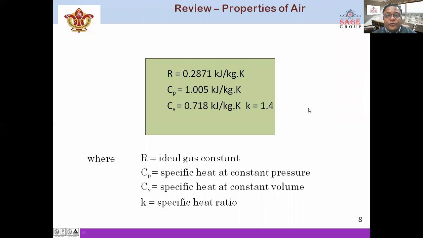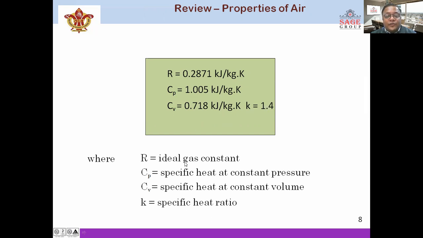This is the review of the properties of air, where R = 0.2871 kJ/kg·K, Cp = 1.005 kJ/kg·K, Cv = 0.718 kJ/kg·K, and k or gamma = 1.4. These are the constant values we take for the properties of air, and these are the standard values.